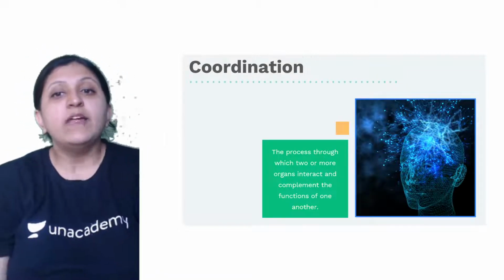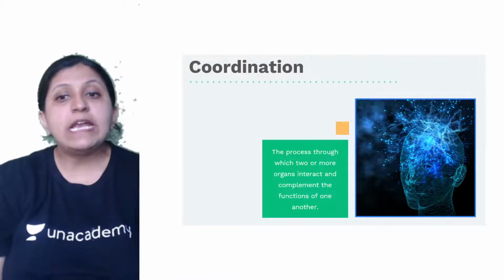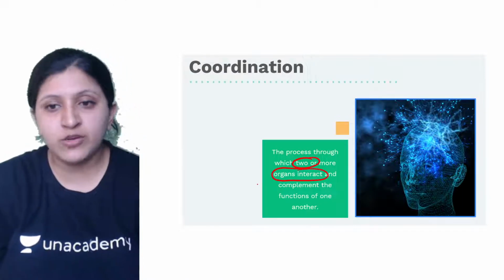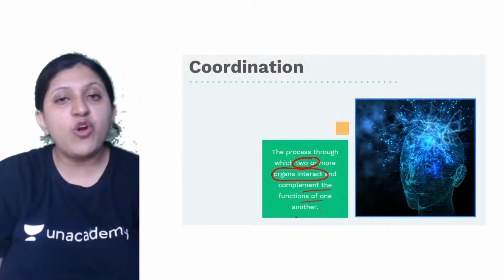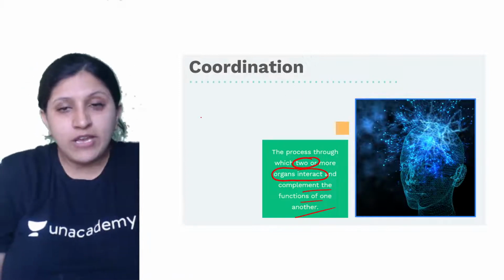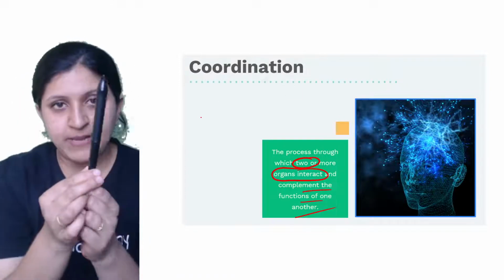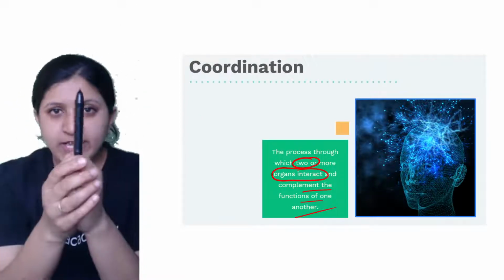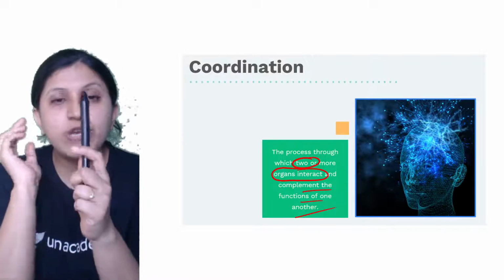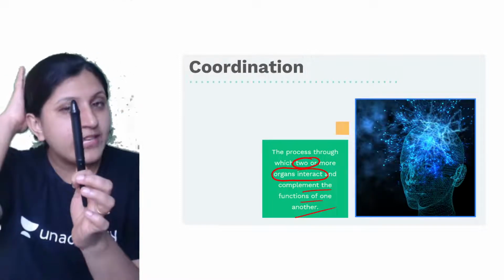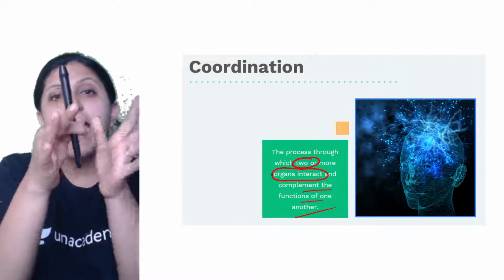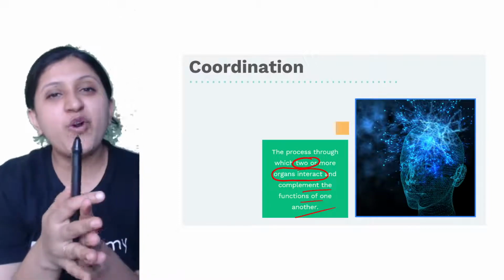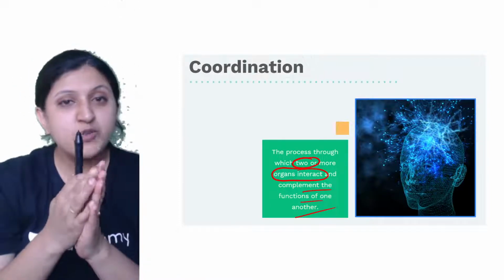Before that, coordination is the process through which two or more organs interact and complement the function of one another. Let's say here I have a pen. The hand is holding this pen and I am able to see it. So it is not that only one organ is working. The brain is interacting, the eye is interacting, the hand is interacting, and my mouth is explaining. A lot of organs are able to do this coordinated work.